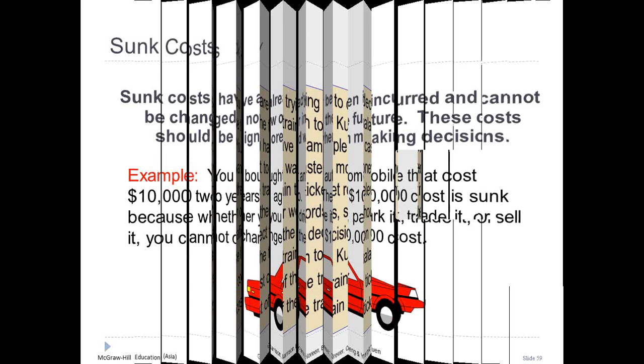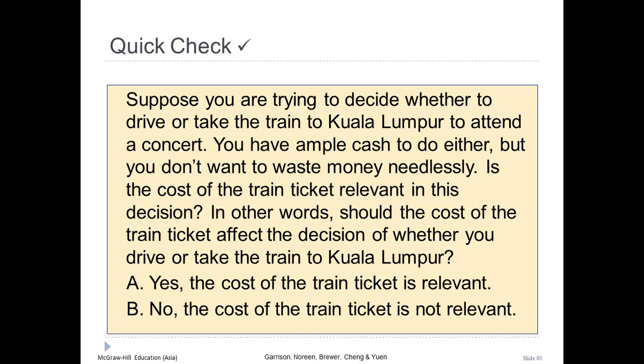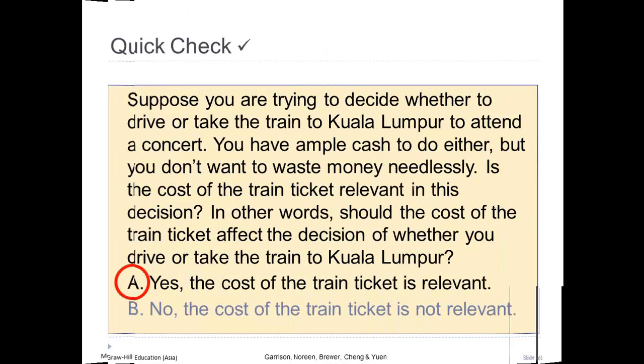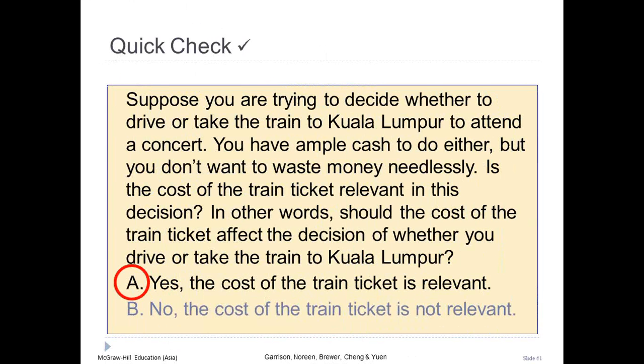In this example, suppose we are trying to decide whether to drive or take the train to Kuala Lumpur or to Portland, any place, to attend a concert. You have plenty of cash to do either, but you don't want to waste money needlessly. Is the cost of the train ticket relevant in this decision? In other words, should the cost of the train ticket affect the decision on whether you drive or take the train? Yes, the cost of the train ticket is relevant.